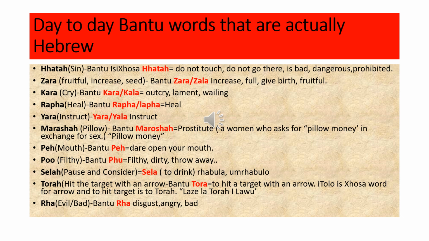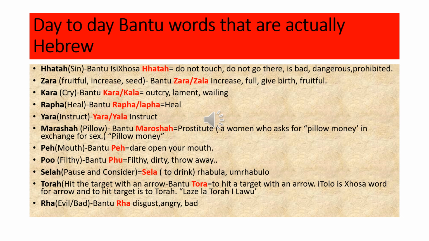Now, the connection between a prostitute and the pillow is that in Bantu, a woman who asks for money in exchange for sex, we say that woman has asked for pillow money. So there is another word that we use in Bantu, which is umqamelo. So we say imali yomqamelo, pillow money. So a prostitute is a woman who asks for pillow money in exchange for sex.